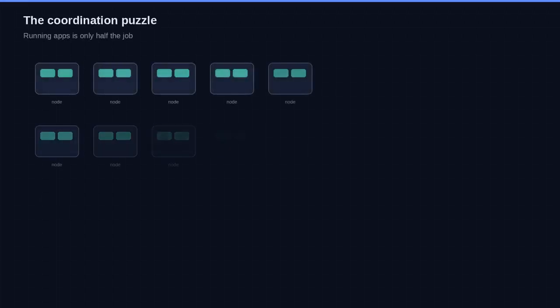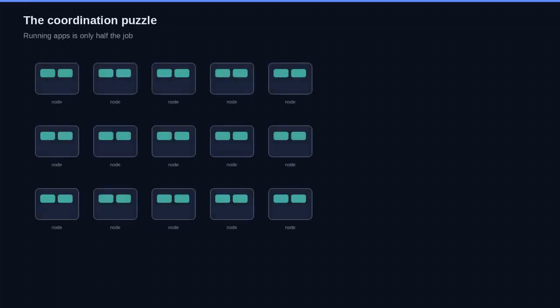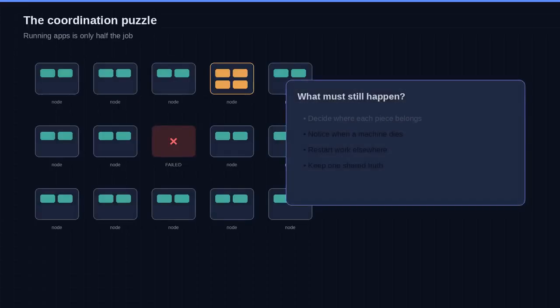Imagine you have 20 machines and you need to run dozens of application pieces across them. Some machines get crowded. One fails at 3 in the morning. Traffic spikes, and you suddenly need more capacity on the right hosts. Running the application is only half the job.